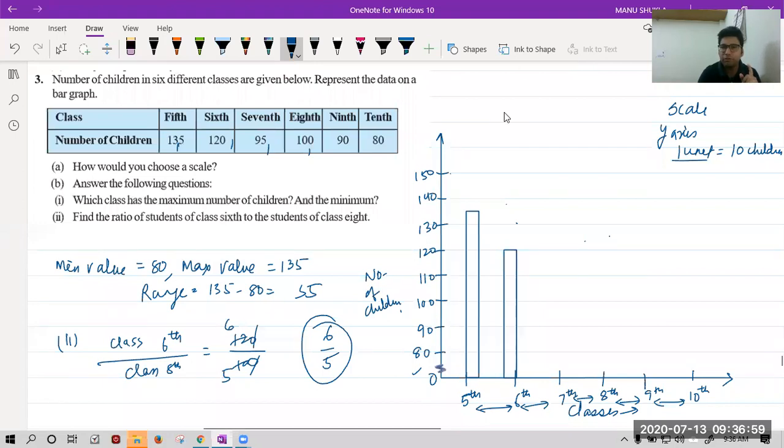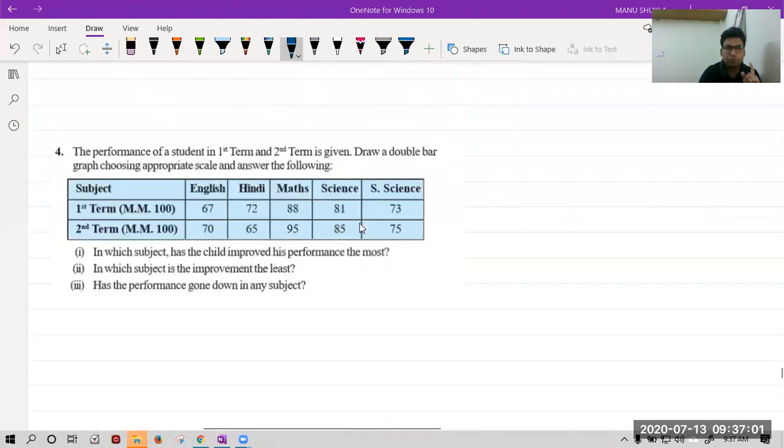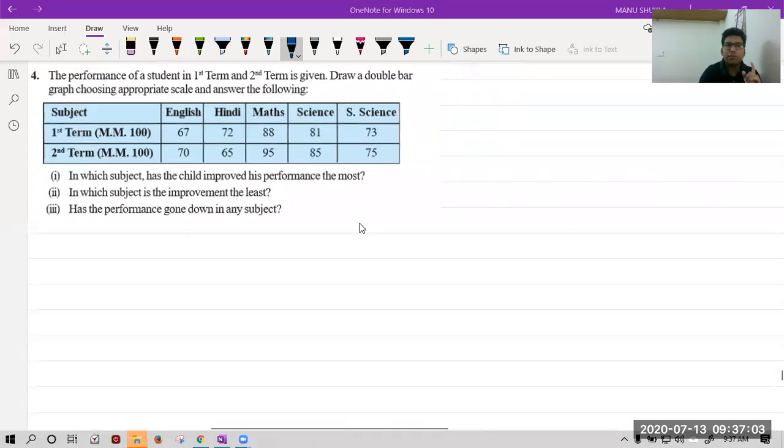Now let's see the next question. Question 4. The performance of students in first term and second term. Again, we are comparing two term examinations. So which graph will we use? Please help. Which graph will we use in this case?